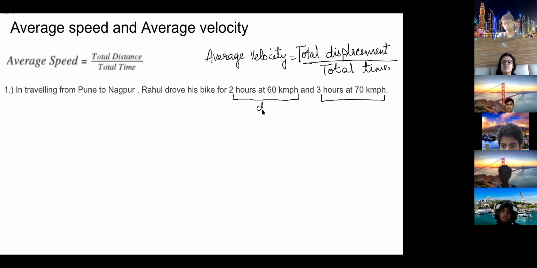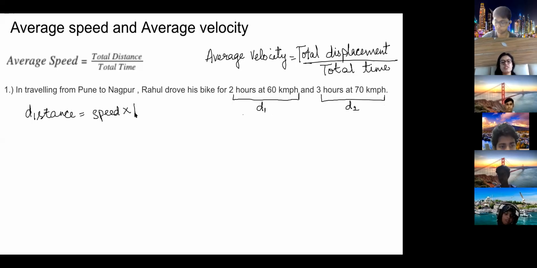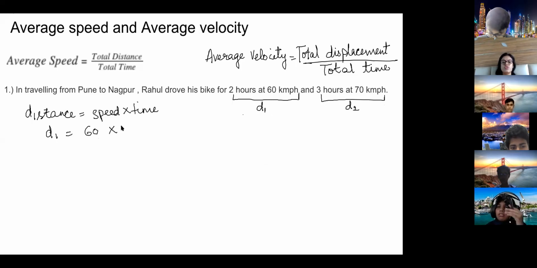Let us suppose the distance for this time period is d1 and the distance for this time is d2. So what is d1? Tell me. What is the formula for distance? First of all, distance is equal to speed into time. It is the same speed formula, just arranged. So d1 is equal to speed, how much? 60 km per hour into time 2. So 120 km is d1.